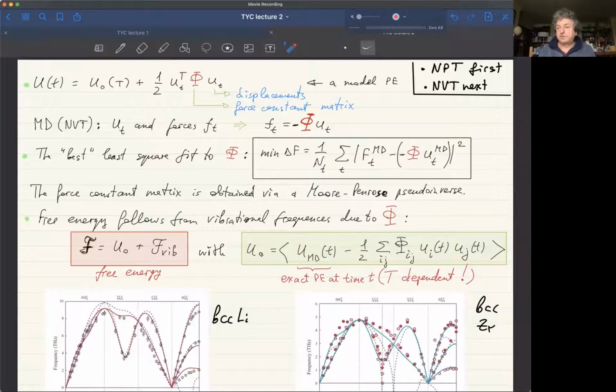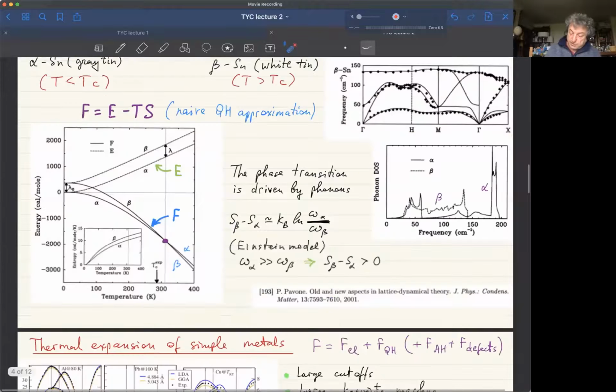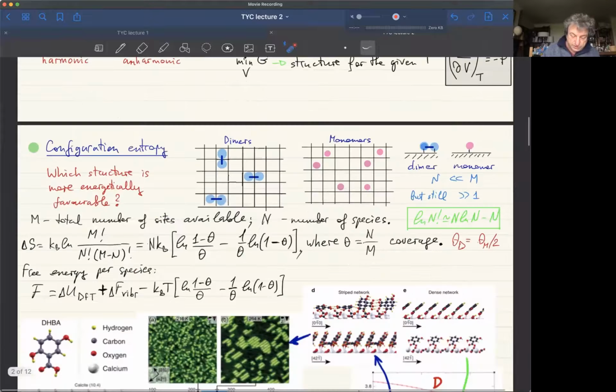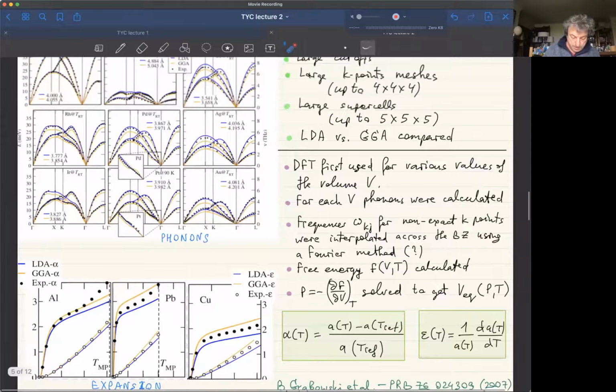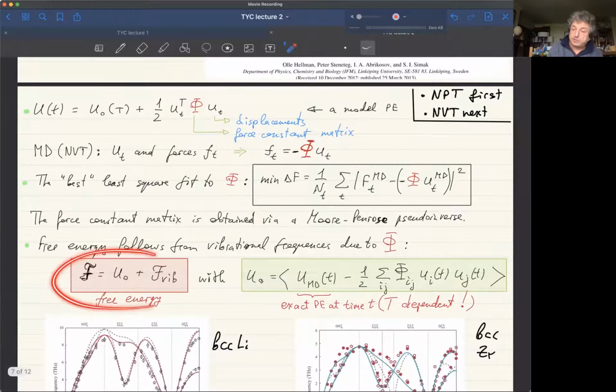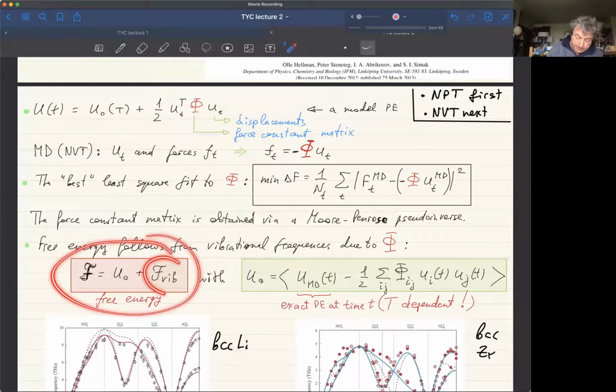If you have the structure well determined from your NPT simulations, you can do this in practice. Then, diagonalizing phi, or constructing the dynamical matrix for this phi matrix and determining the vibrational frequencies, you can calculate the corresponding contribution to the free energy from those vibrations, as we did before. But this will be on top of that energy U naught. So the total free energy, which also depends on temperature, would be the vibrational energy and this U naught.